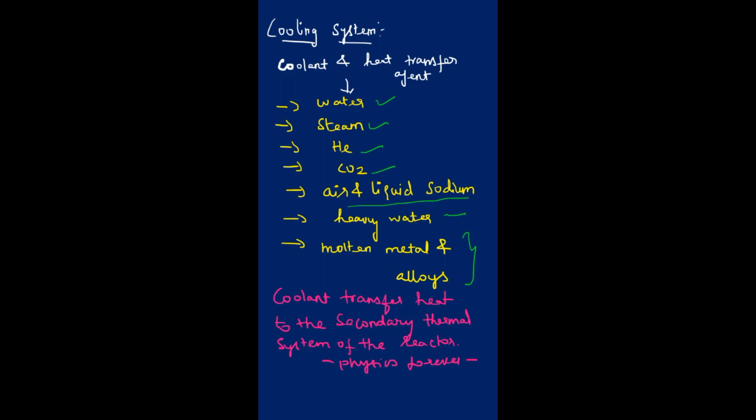So how heat can be transferred from one place to another place means the coolant transfers the heat to the secondary thermal system of the reactor. So definitely அதிலிருந்து ஒரு question வரும் நண்பர்களே, அதனால் அதை கொஞ்சம் கான்சன்ட்ரேட் பண்ணுங்கள். So then one more is remaining in that 5 components. Already we have discussed everything.